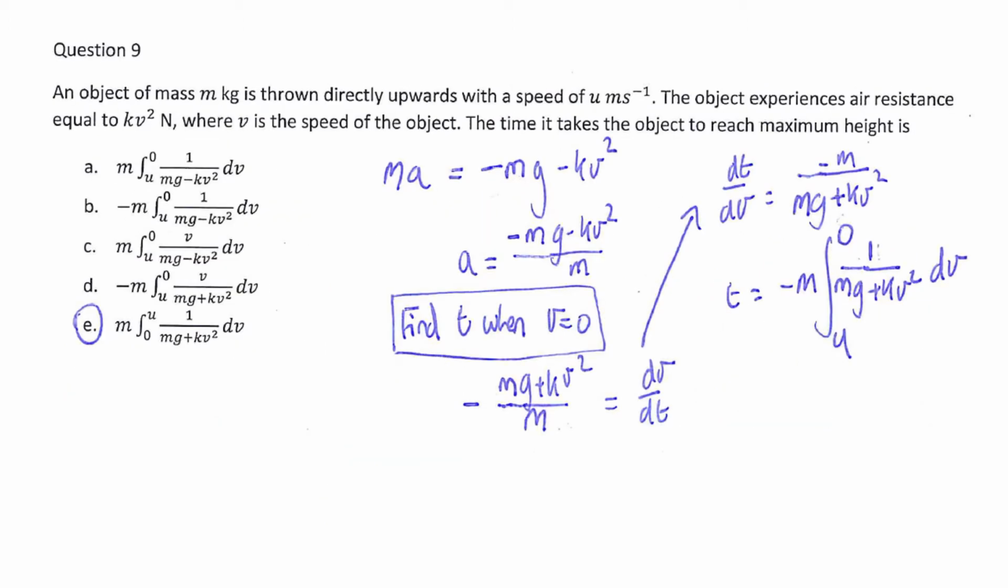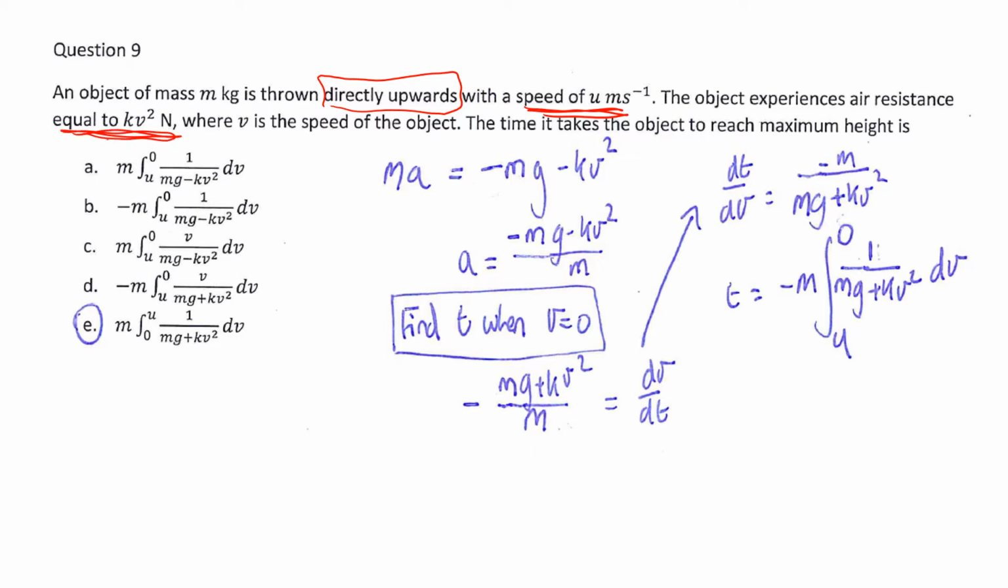Okay, so question 9 is again kinematics. It's the story of an object thrown directly upwards, so motion in a straight line. Initial speed of u. You might be thinking of constant acceleration, but hands off, because there's air resistance equal to kv squared newtons.